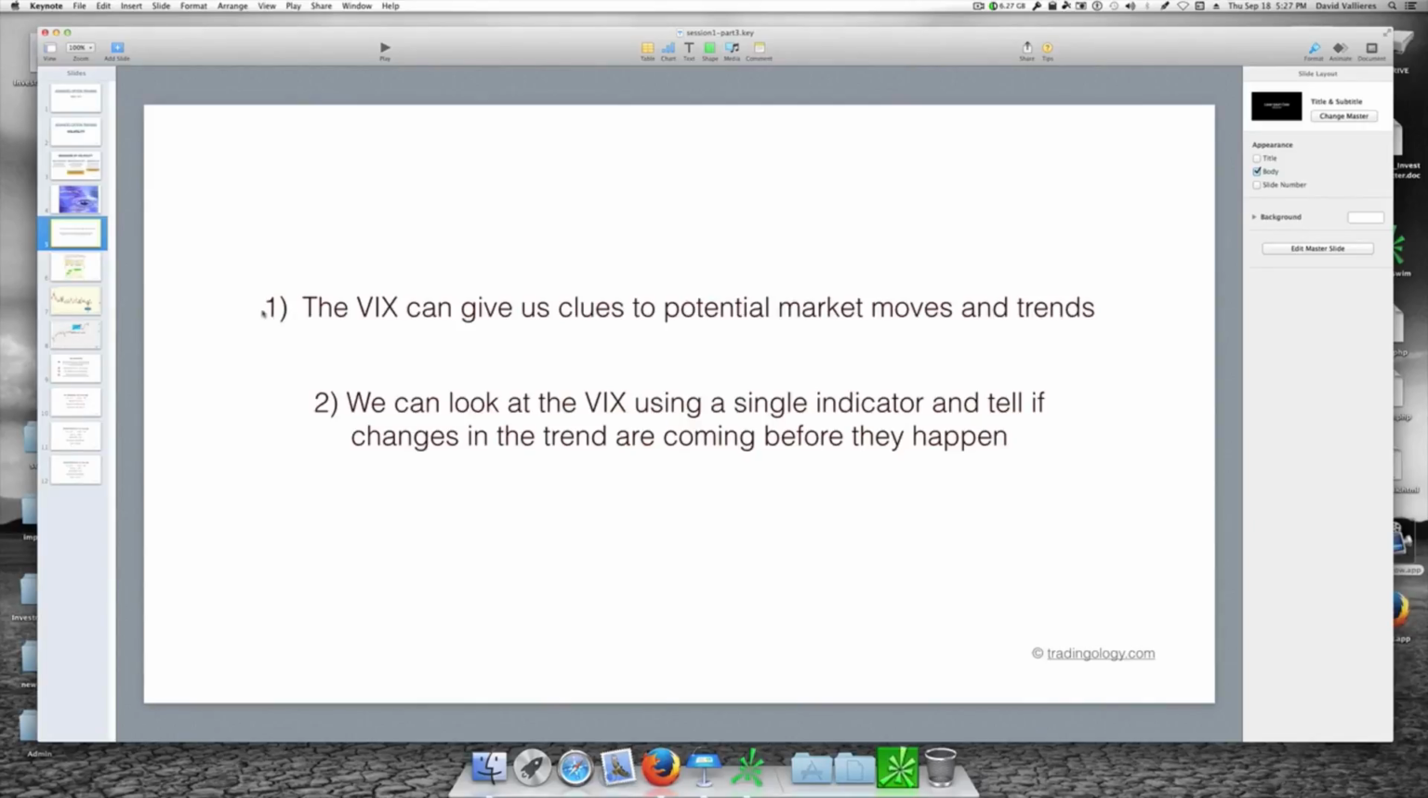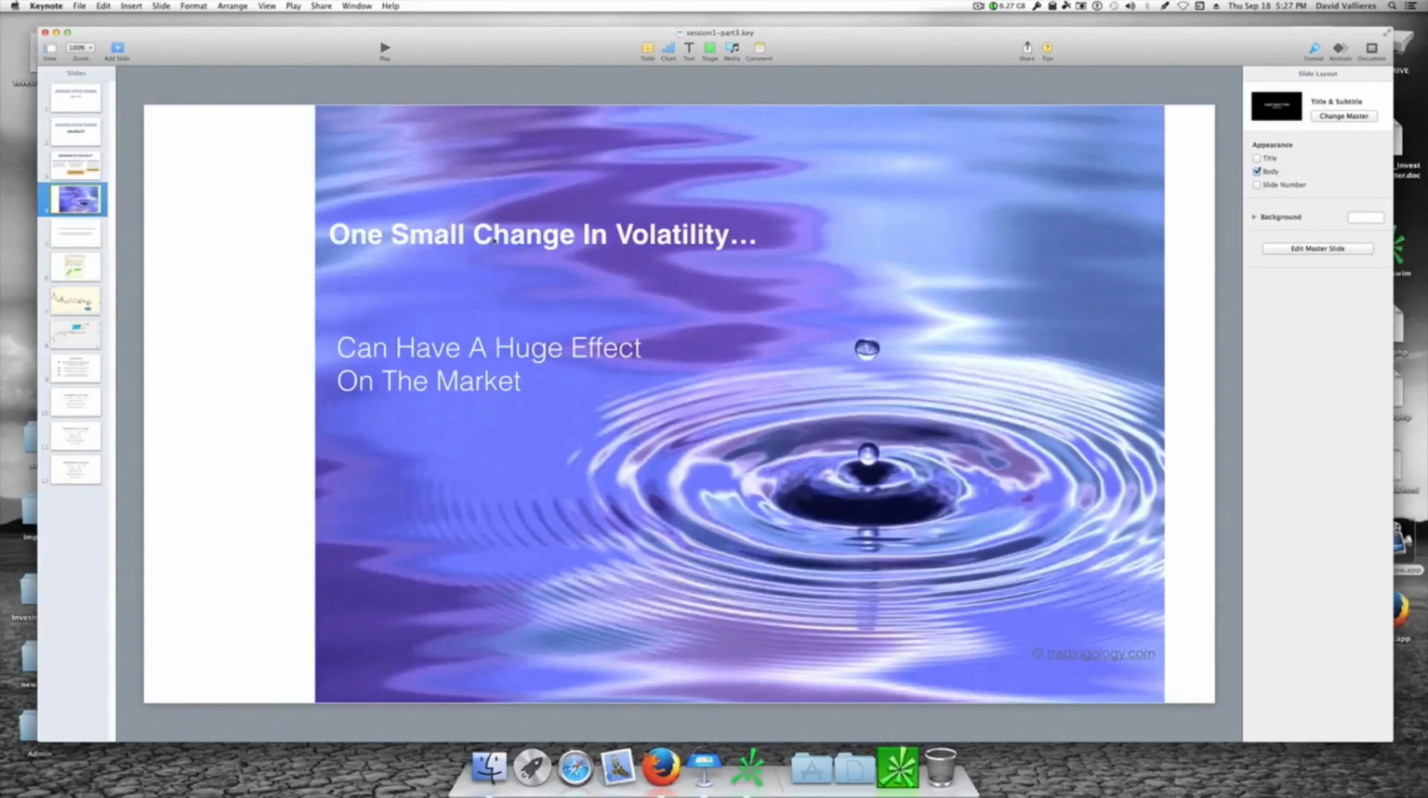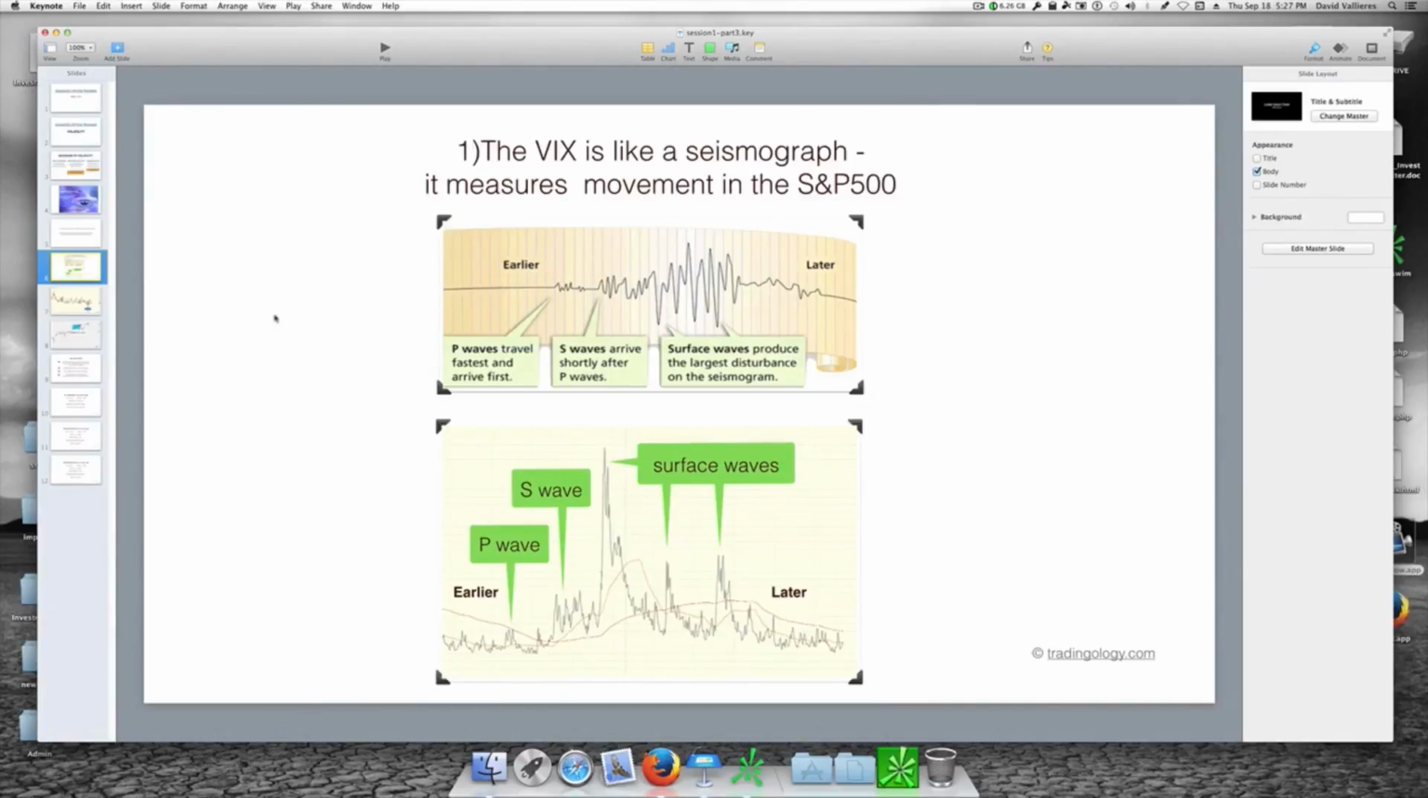What it does, like I said, is that one small change in volatility can have a huge effect on the market. Let's take a look at this for a second, because the VIX is really like a seismograph for movements in the S&P 500, because it can measure the underlying trends in the S&P 500, the stuff that you can't see in the price index itself.